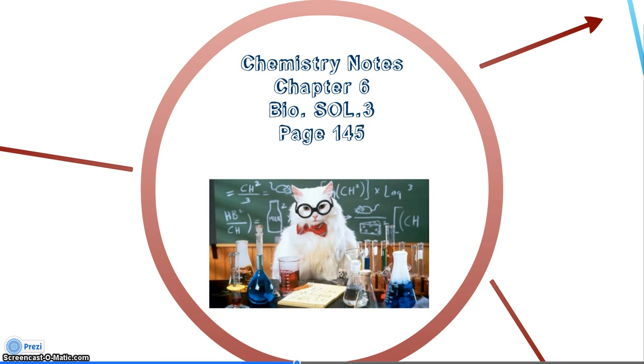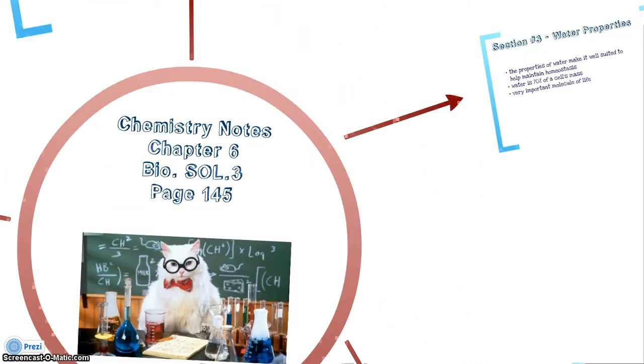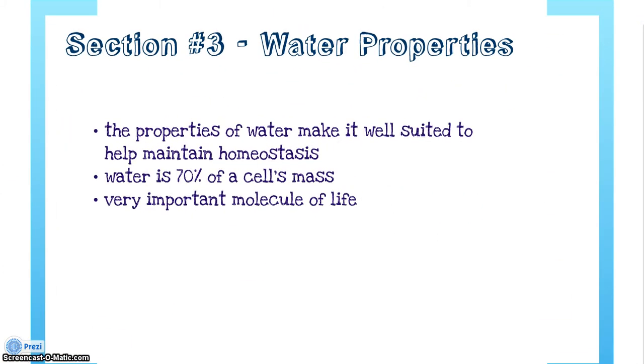This is the start of Section 3 in Chapter 6, Water and Solutions. Water is very, very important to all life. One thing that it does is that it helps to maintain homeostasis. Homeostasis means balance. An example of this would be you sweating. If you could not sweat or release that heat from your body, your temperature would get out of balance and you technically would boil.